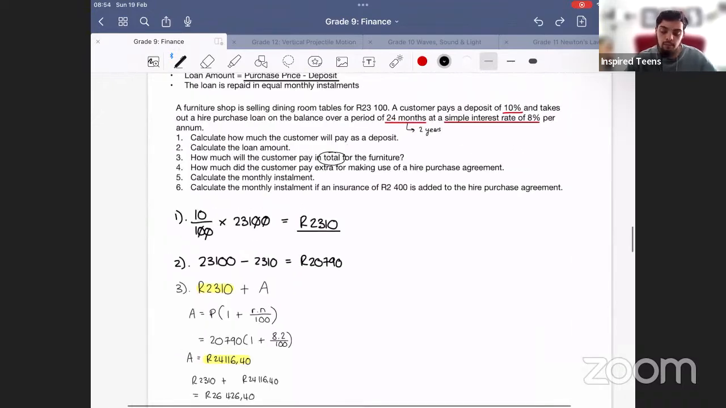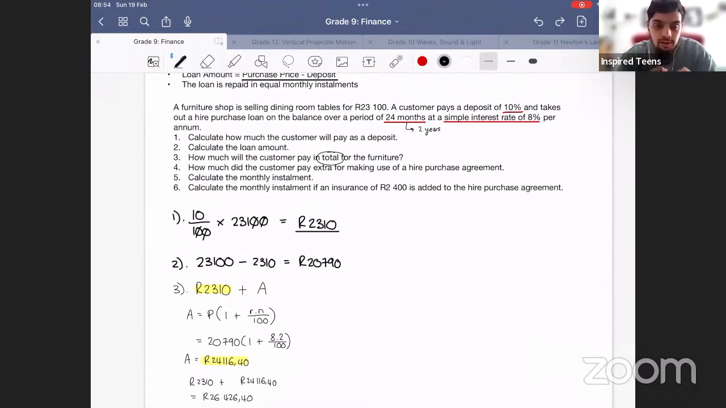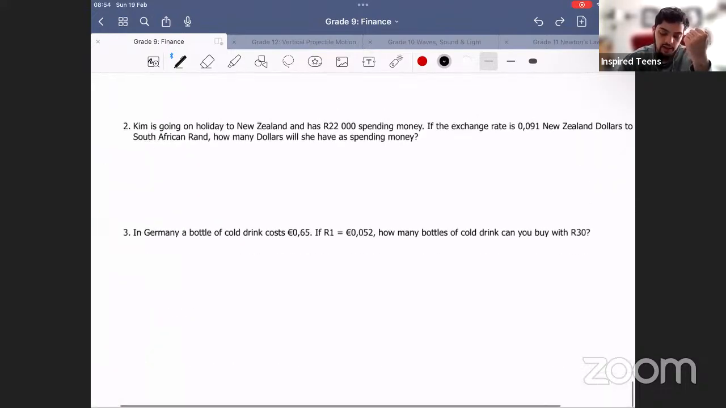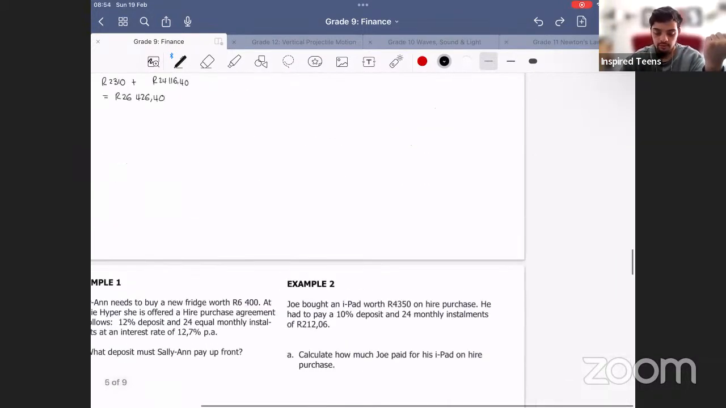Yes, it's more, but you benefit because you get the product immediately and you don't have to pay a lump sum of 23,000. You are paying monthly installments over time. And yes, you did end up paying more, but you get the benefit of getting the product immediately. So let's end it there on number 3. When we come back next week, we will continue with number 4. Then we will move on to compound interest, exchange rates, and then integers.